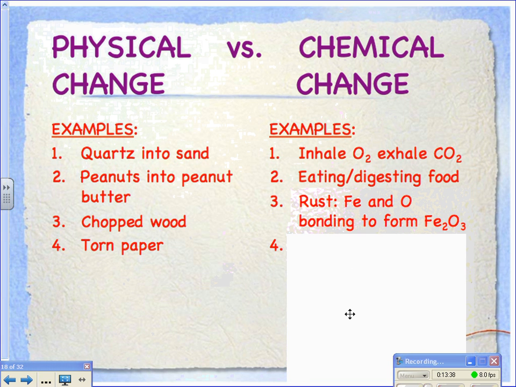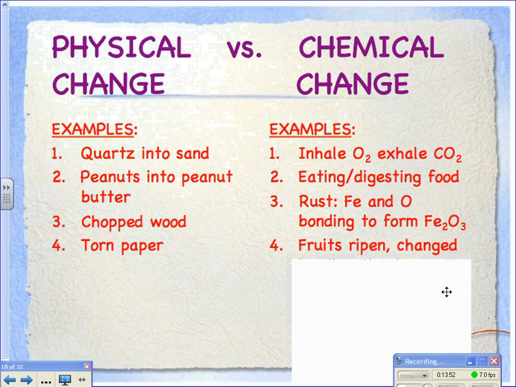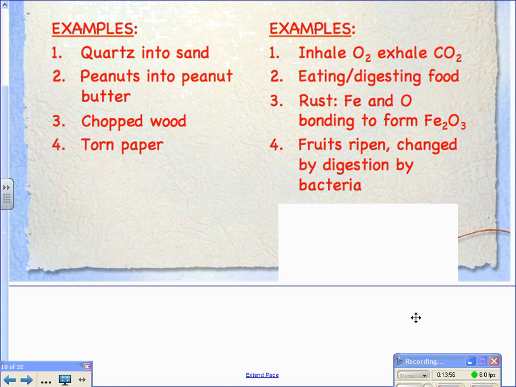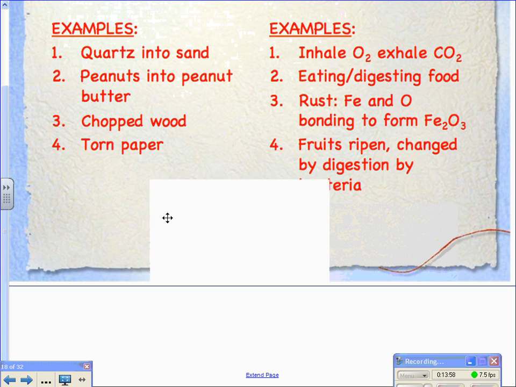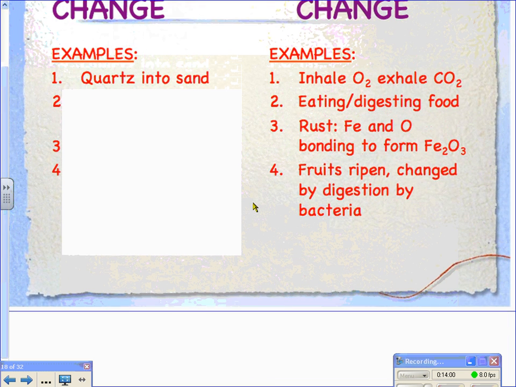Rust we've talked about. Okay, so when iron bonds with oxygen, we have created a different molecule. No longer does it look or act like iron. No longer does it look or act like the gas oxygen. It is now a molecule called rust. Fruits ripen, changed by digestion from bacteria that are sitting on that fruit.